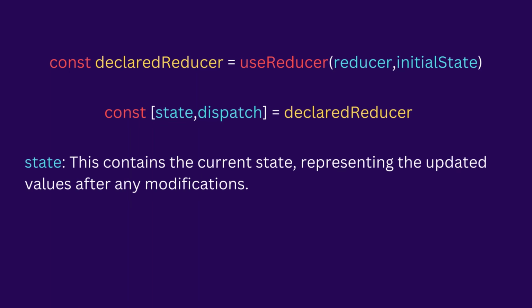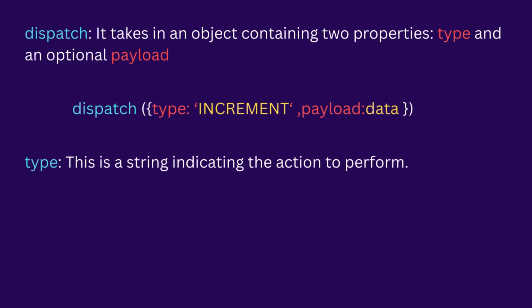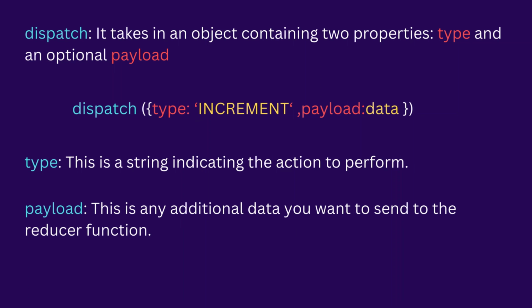The state contains the current state, representing the updated values after any modifications. This is where we can access the latest state of our application. On the other hand, the dispatch function is how we call our actions. This takes in an object containing two properties, the type and an optional payload. The type is a string indicating the action to perform, such as the increment action from the previous examples. And the optional payload is additional data you can send to the reducer function. Note that you don't have to send a payload, it is entirely optional.